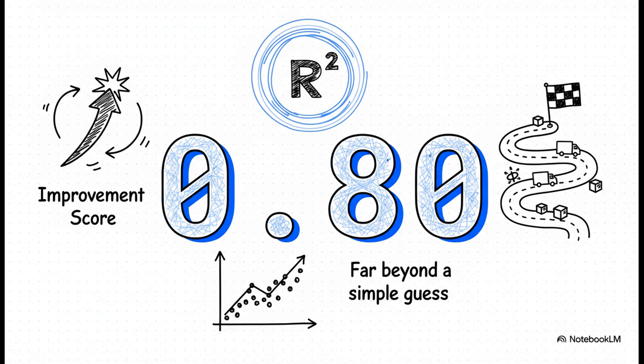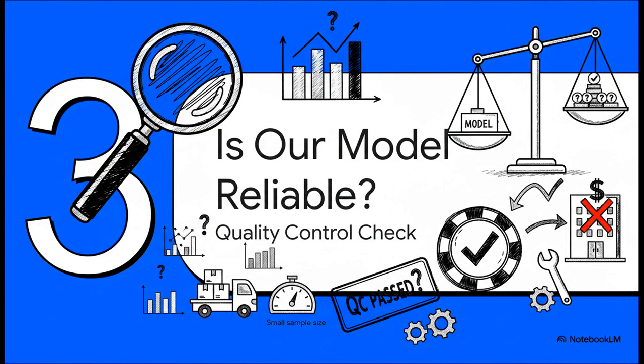That is huge. You can think of it as your improvement score. And honestly, it's probably the single most important number for telling you, at a glance, how good your model is. All right, we have a model, we have a great score, we're feeling pretty good about ourselves.